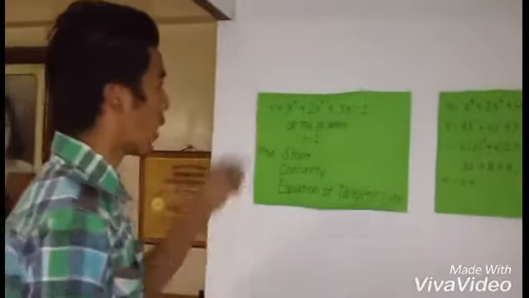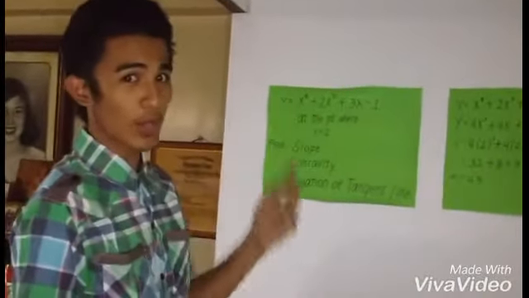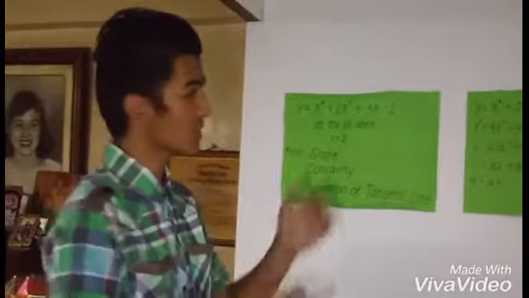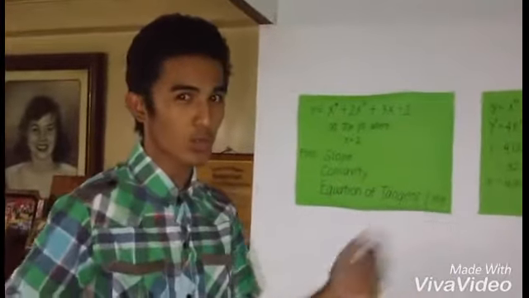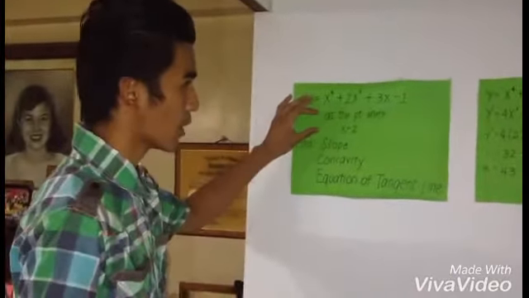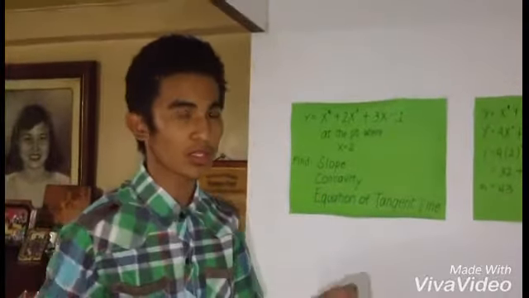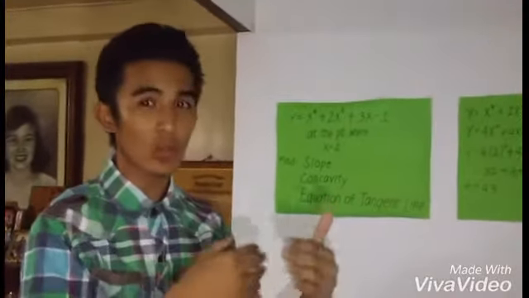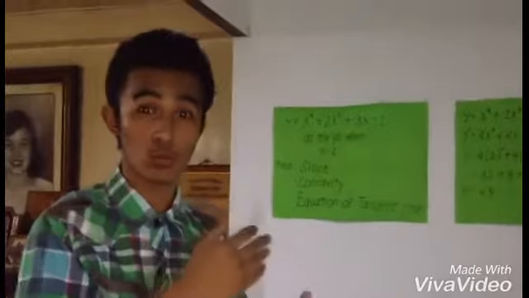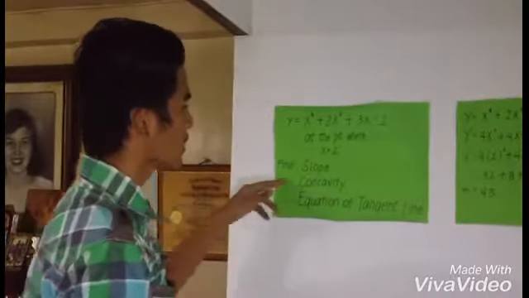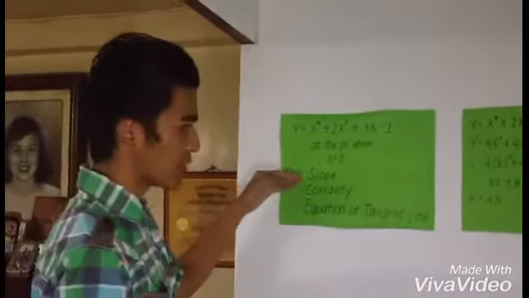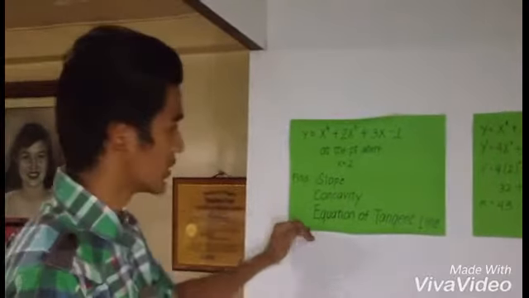Let's proceed to the next. So the given is y equals x raised to 4 plus 2x raised to 2 plus 3x minus 1 at the point where x equals 2. We have to remember that at the point where x equals 2, because at the end, when we get the equation, we have to substitute 2 for the variable x. We have to find the slope, the concavity, and the equation of the tangent line. So let's first proceed to the slope.